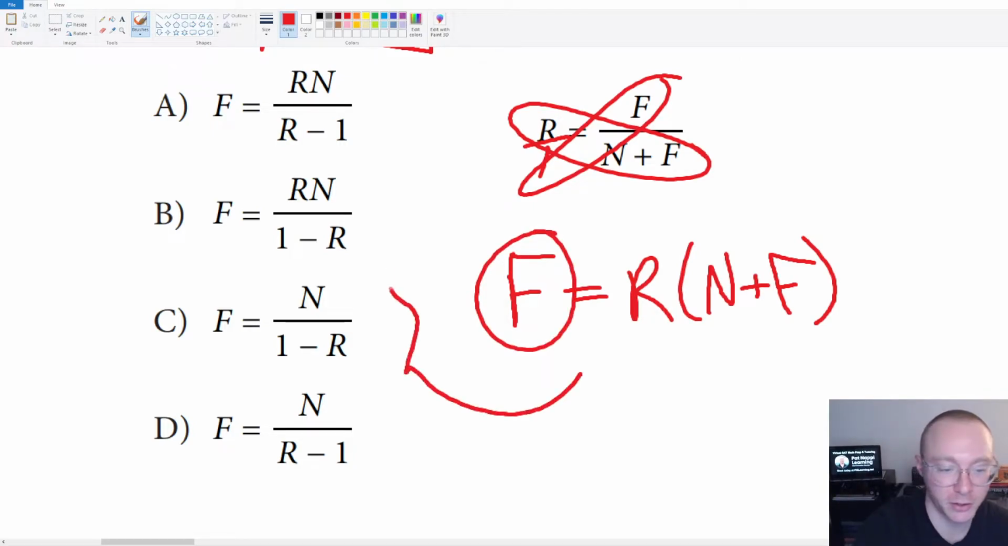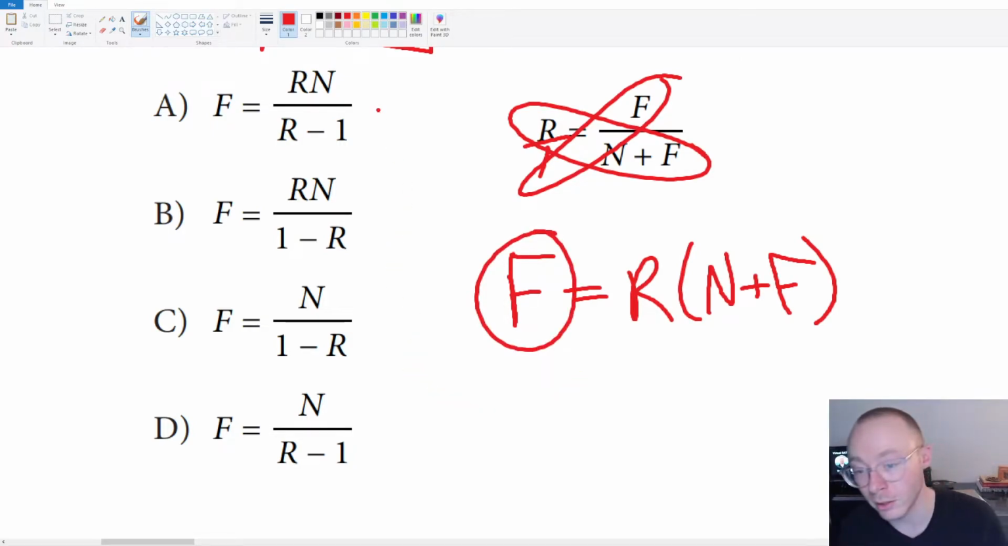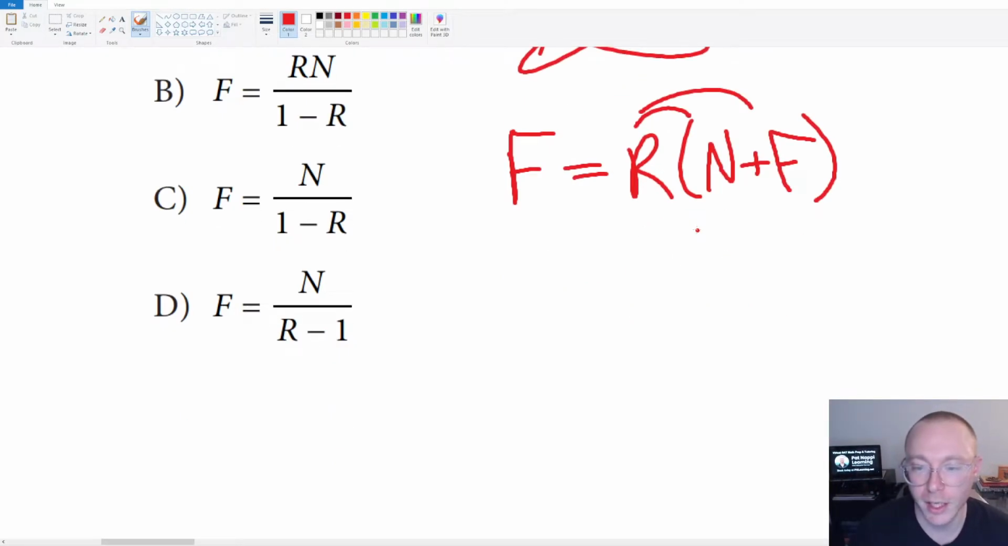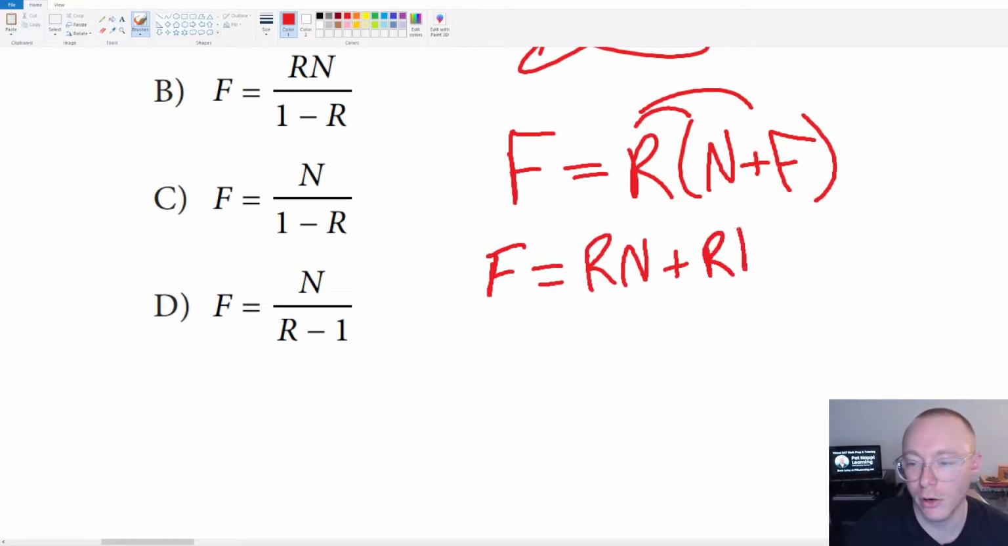We should just check to see if this is an answer choice, but of course it isn't, because we've got another F here. We haven't really expressed F in terms of the other variables. We've expressed F in terms of the other variables and itself. So what we have to do here is just distribute out the R, and we're going to then get that F equals Rn plus Rf.